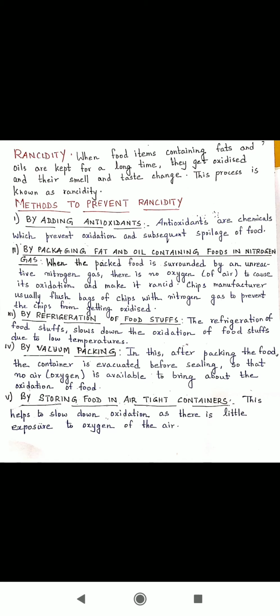Next is refrigeration of foodstuffs. Why do we keep leftover food items in the fridge? Because inside the fridge the temperature is low, which slows down the oxidation process. Fourth method is vacuum packing. In vacuum packing, again no air or oxygen is available for oxidation to occur, thereby preventing rancidity.